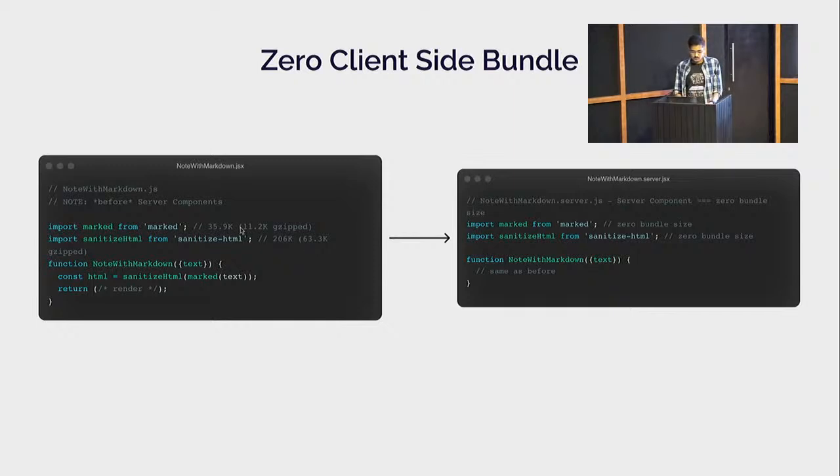So what we can do with React server components is, instead of notes with markdown, we can call it notes with markdown.server.jsx, and the code remains the same. This way, the markup gets generated on the server and gets streamed to the client, and no JavaScript is downloaded.